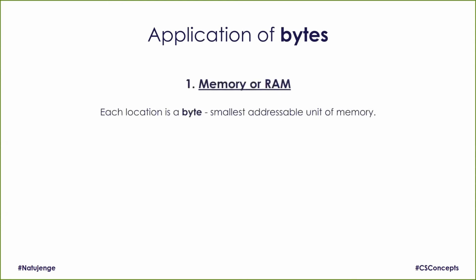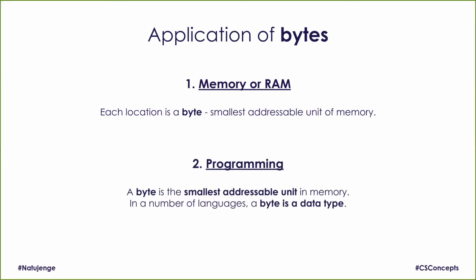So, application of bytes. A computer stores data in memory, or what we call the random access memory. And each location in memory is a byte. So a byte is the smallest addressable unit of memory. So when you're reading data, the smallest group of bits that you can read is a byte. In programming also, a byte is the smallest addressable unit in memory. In a number of languages, you'll find that a byte is a data type. So when you are having data types, the smallest data type in programming is a byte. And this is not to be confused with Boolean, which takes 2 values, true or false.